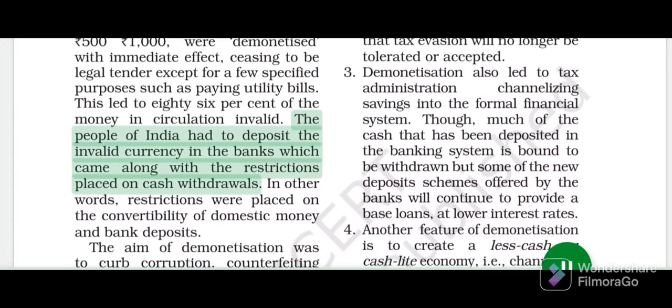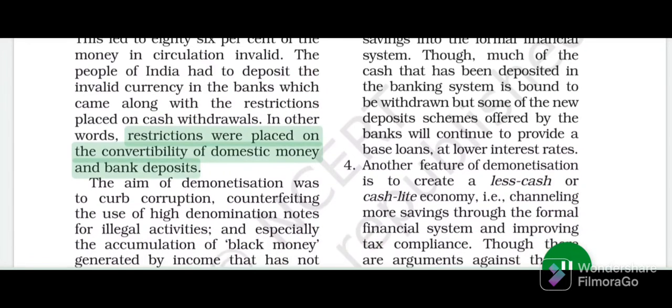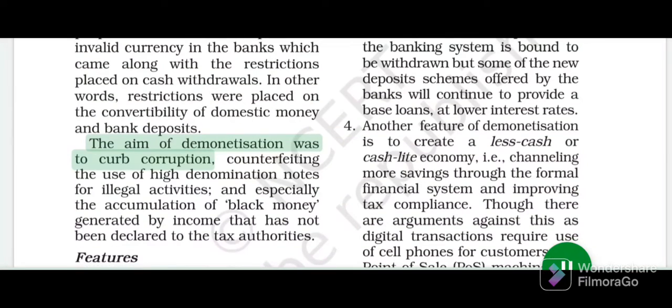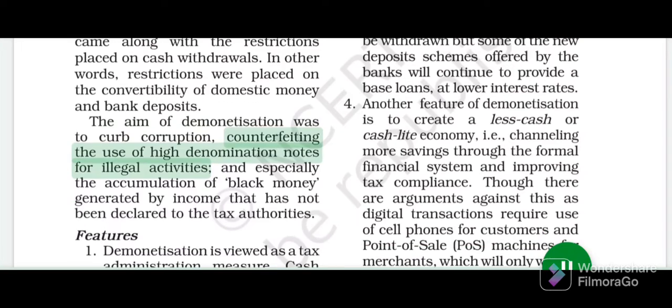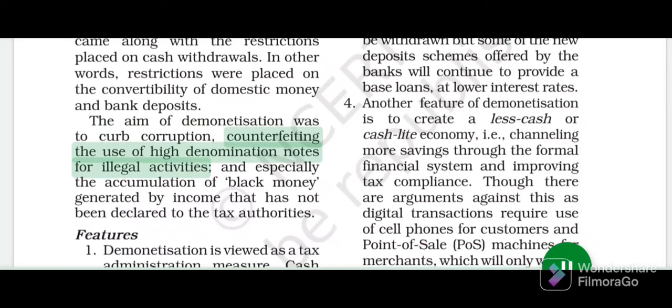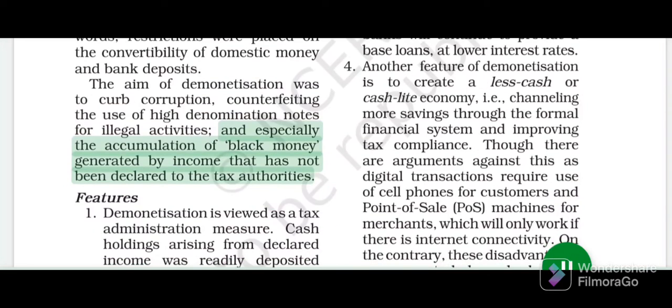The people of India had to deposit the invalid currency in the banks, which came along with the restrictions placed on cash withdrawals. In other words, restrictions were placed on the convertibility of domestic money and bank deposits. The aim of demonetization was to curb corruption, counterfeiting, the use of high denomination notes for illegal activities, and especially the accumulation of black money generated by income that has not been declared to the tax authorities.